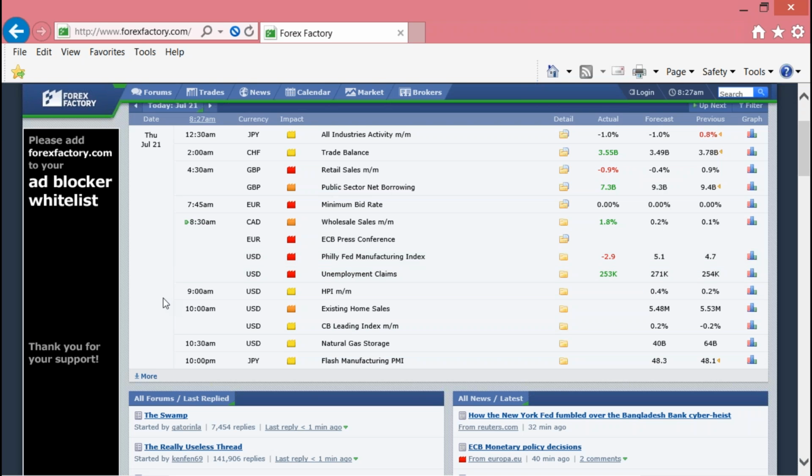9 o'clock and 8 minutes thereabouts. We've got HPI month over month, expected 0.4, and then 10 o'clock we've got existing home sales at expected 5.48, and CB leading index at 0.2 expected. And then 10:30 we've got natural gas, and then Japan we've got flash manufacturing tonight at 10 o'clock.